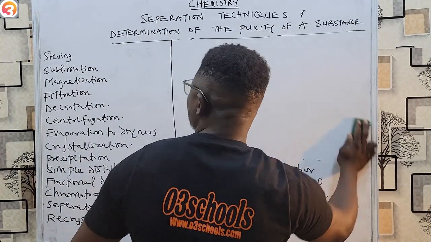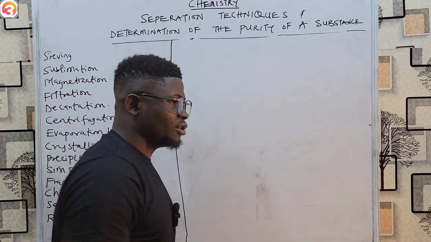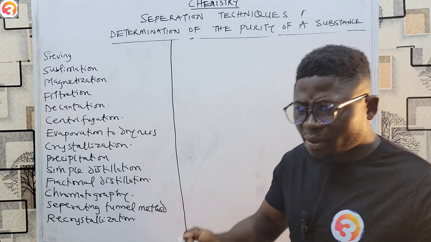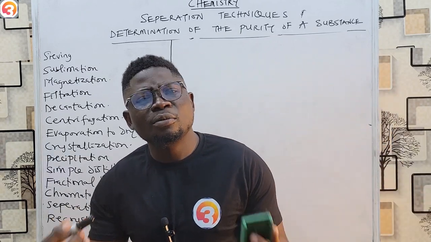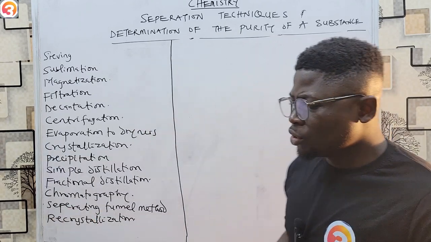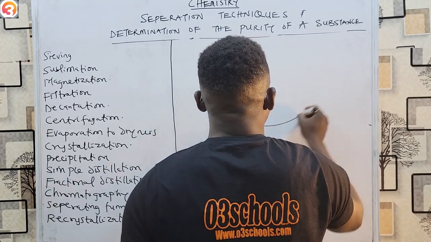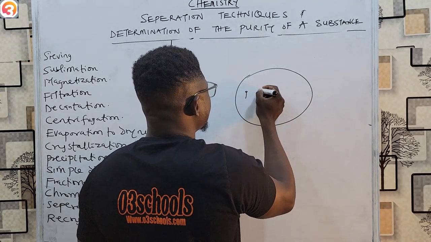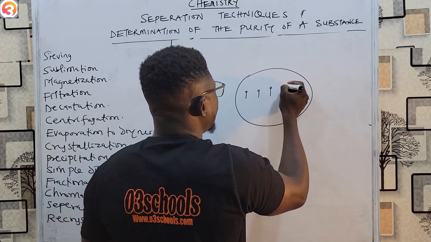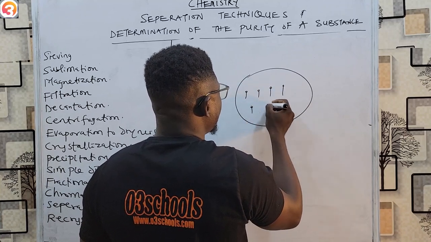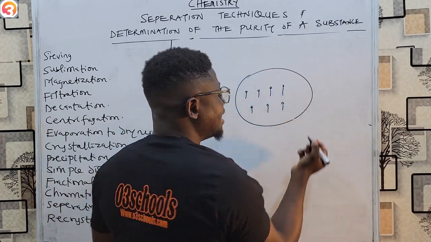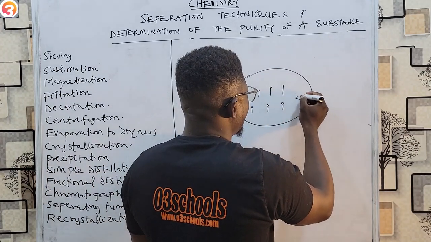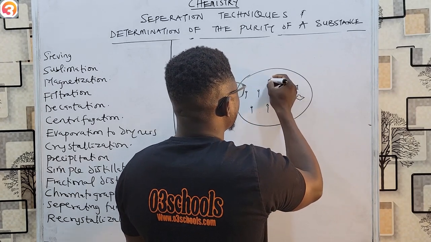So we'll go to the third one, and that is magnetization. Magnetization is used for separating magnetic substances from non-magnetic ones. So let's say you have a bowl filled with, let's say, nails. Let's say this is nail, nail, nail, and then let's say there's plastic, maybe some cut plastics.